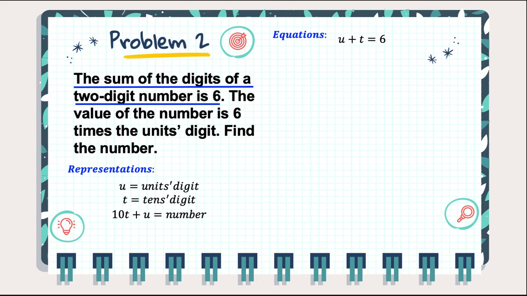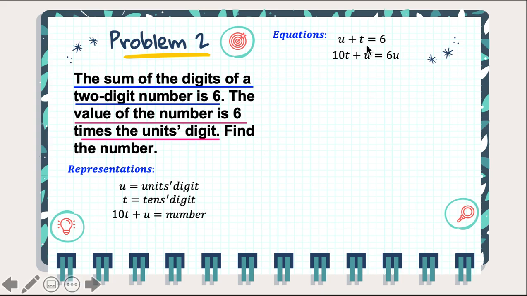And then, in writing the second equation, we have to use the second statement, which is the value of the number is 6 times the units digit. The value of the number is represented as 10t plus u. So, therefore, you have to write 10t plus u is, so that is the equal sign, 6 times the units digit. Your units digit is u. So, therefore, your second equation will be 10t plus u is equal to 6u.